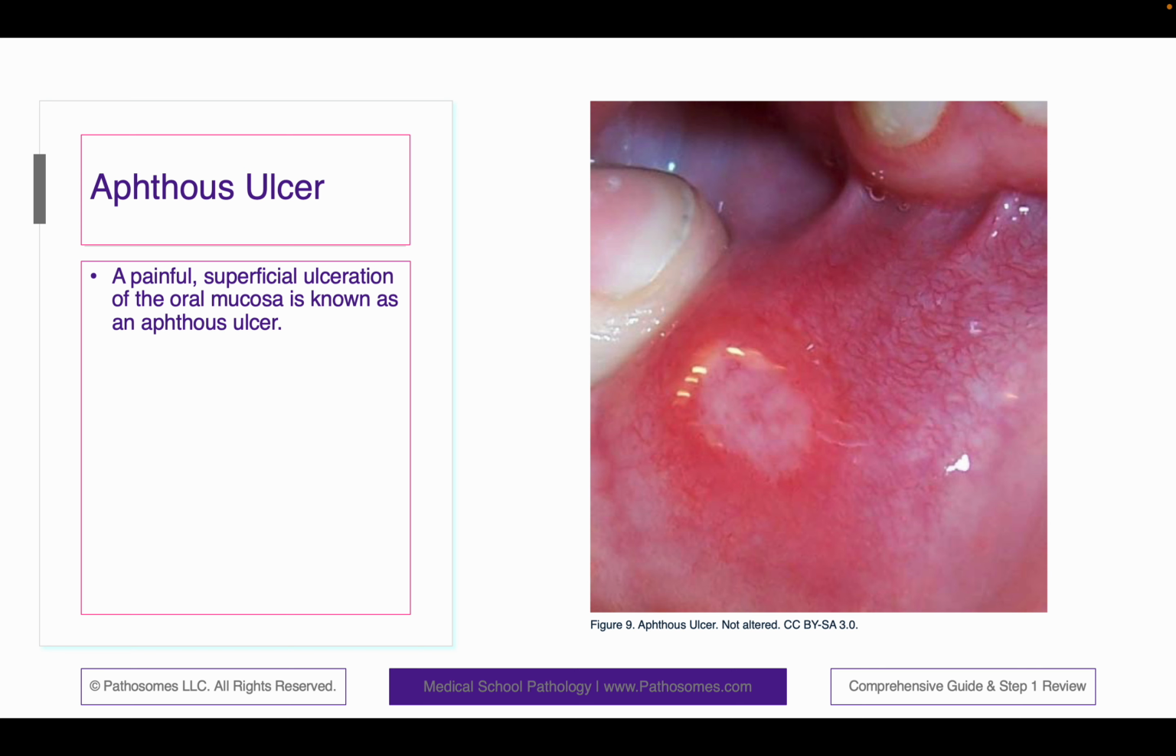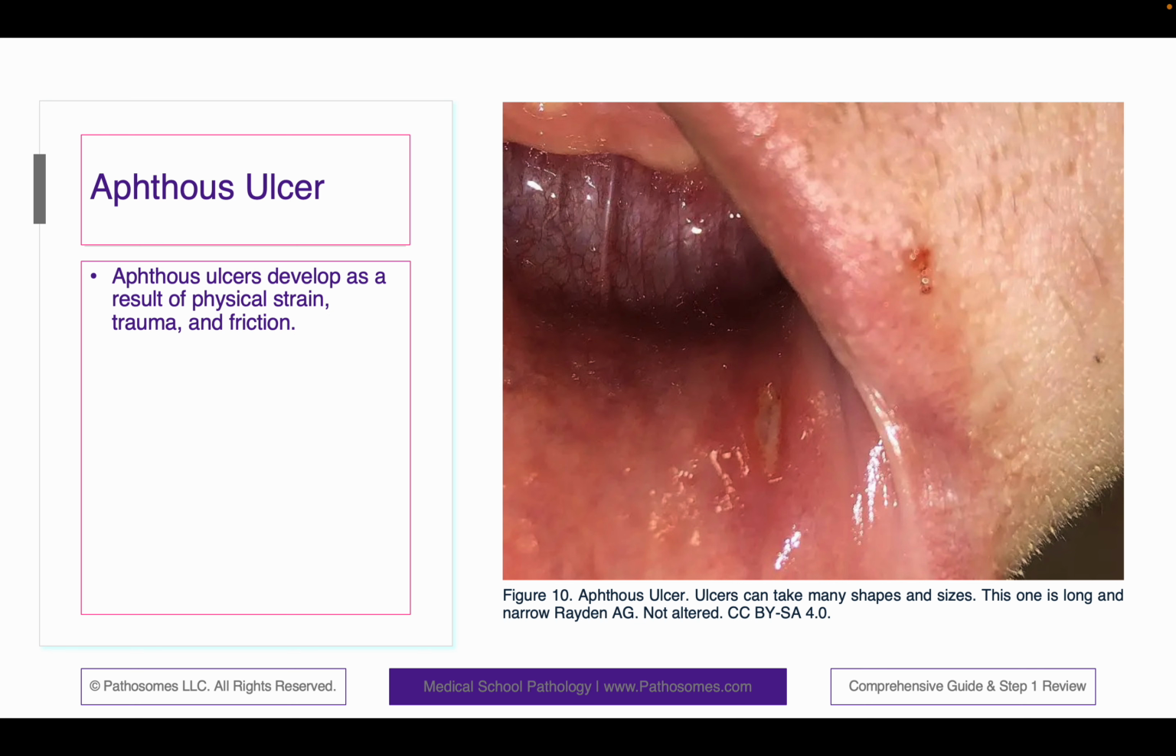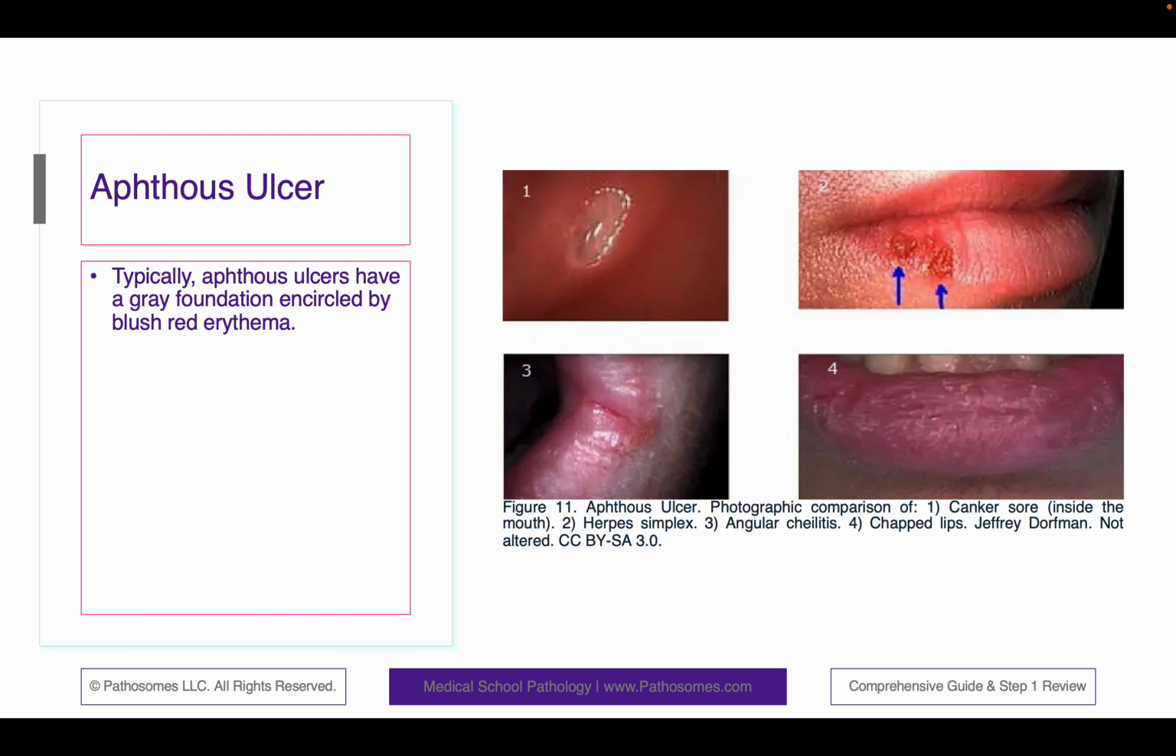Now let's talk about aphthous ulcers, which are painful, superficial ulcerations of the oral mucosa. Aphthous ulcers develop as a result of physical strain, trauma, or friction. Typically, aphthous ulcers have a gray foundation encircled by blush red erythema.